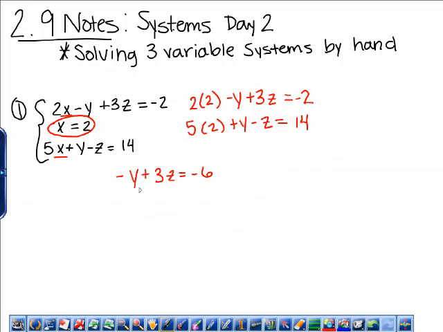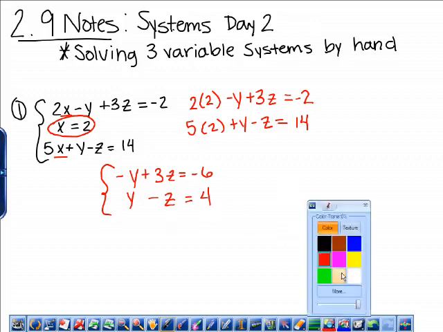Okay, and I've got y minus z equals... This is 10, so if I subtract 10, I'm going to have 4. Would you agree that that's my new system? Okay. What is this system very well suited for? Elimination. I already have my negative y and my positive y all ready to go. I don't have to manipulate anything.